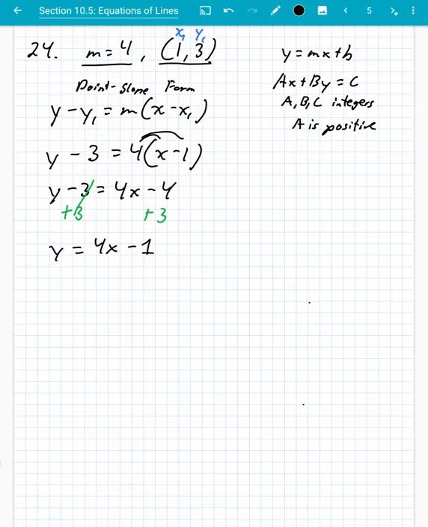And there you have it. So here we have it in slope-intercept form. That's part of the answer. So this is done. That part's done. Let's get into ax plus by equals c form.